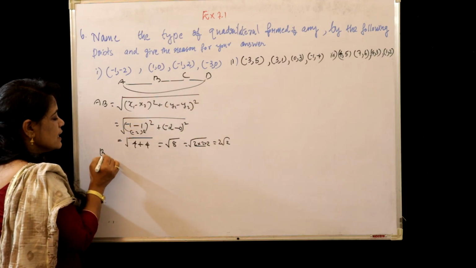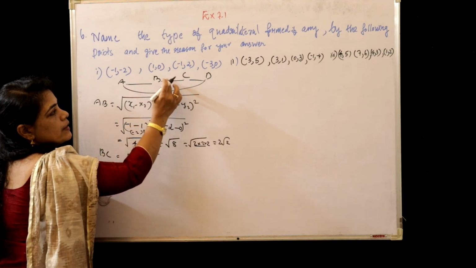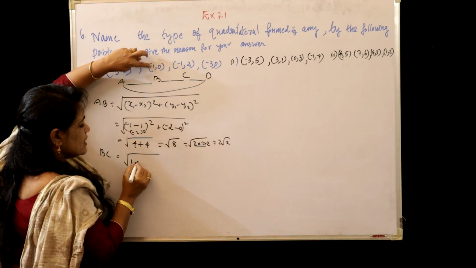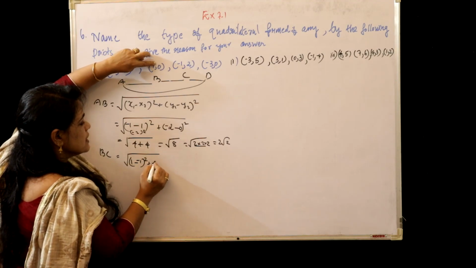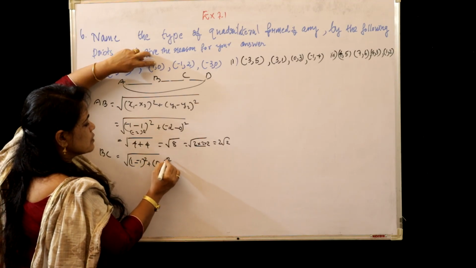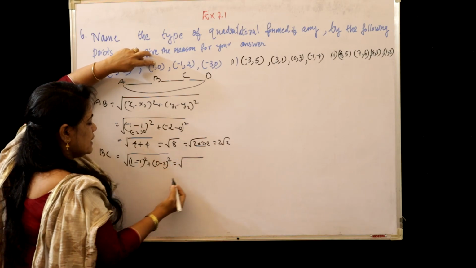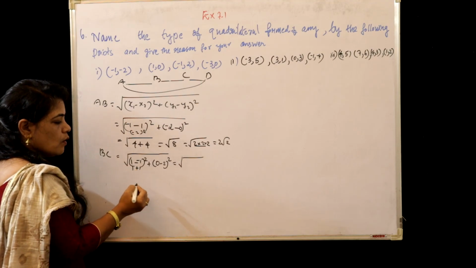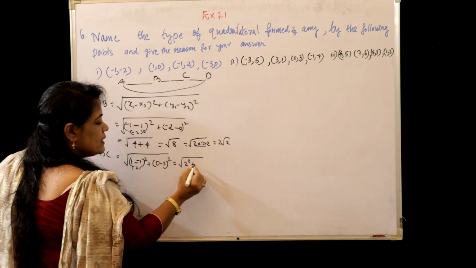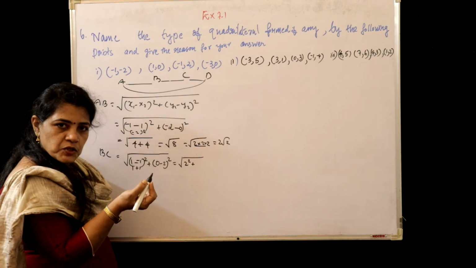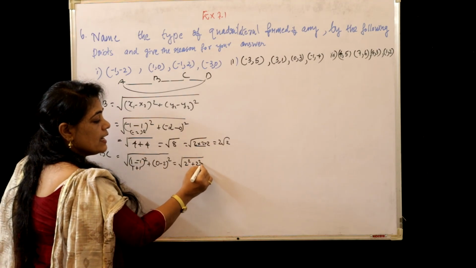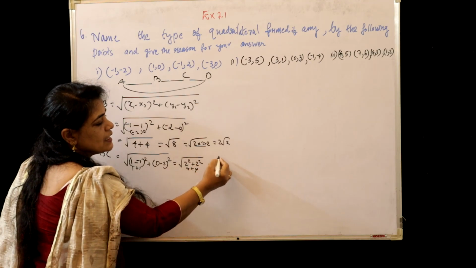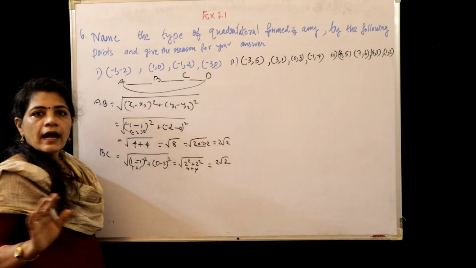So BC by the same distance formula, here B becomes x1 y1 and C is x2 y2. So 1 minus minus 1, whole square, plus 0 minus 2, whole square. That is 1 plus 1, which is 2 square, plus 0 minus 2, that is minus 2, its square is 4. Again we get 4 plus 4, that is 8, root 8, we have seen that is 2 root 2. It is clear, children.